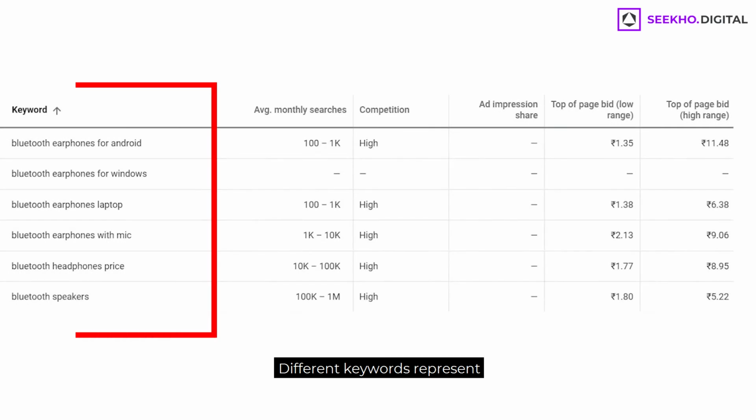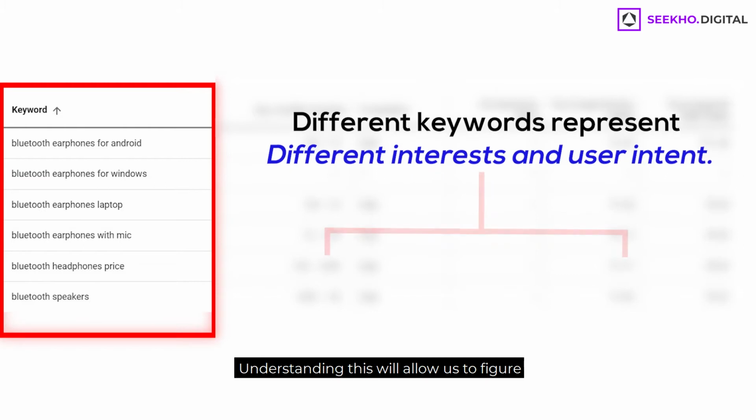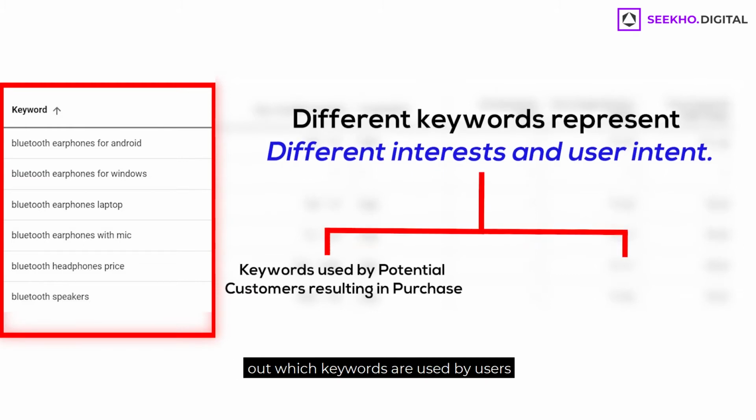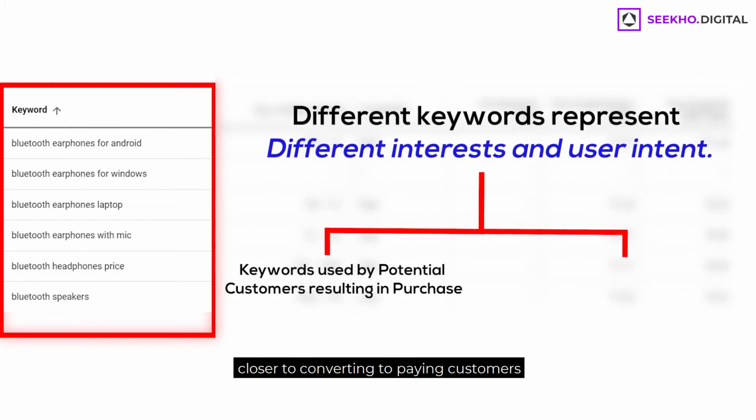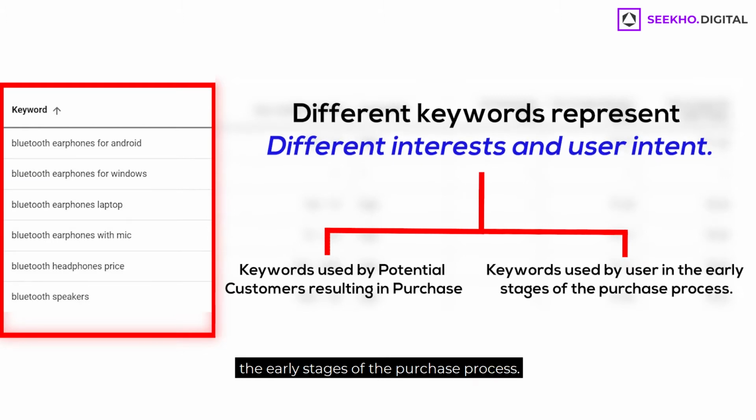Different keywords represent different interests and user intent. Understanding this will allow us to figure out which keywords are used by users closer to converting into paying customers, and which keywords are used by users in the early stages of the purchase process.